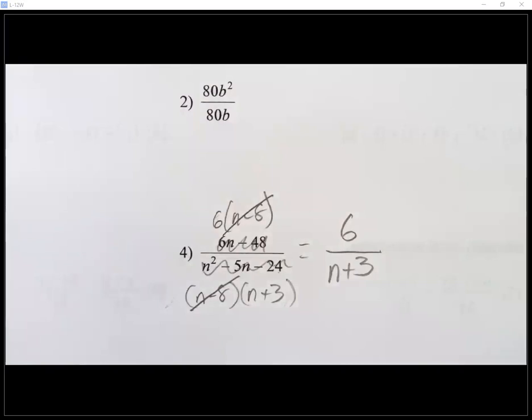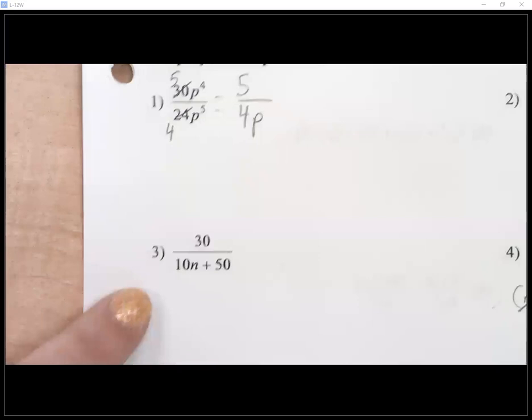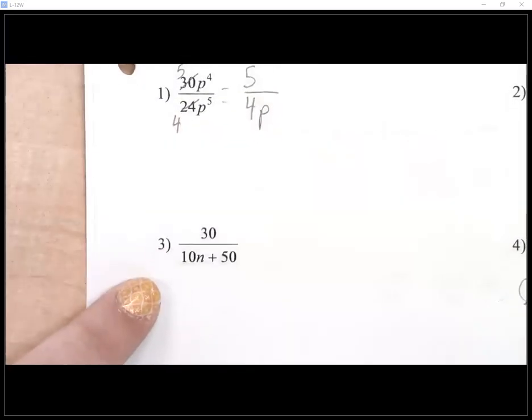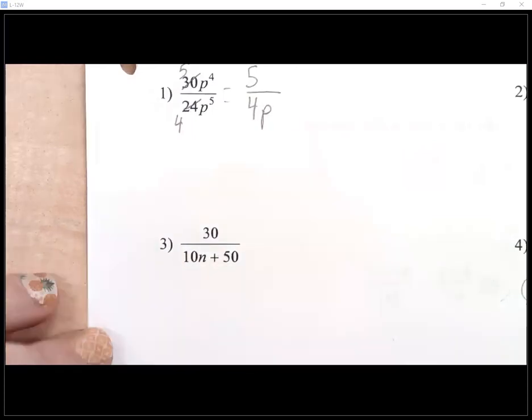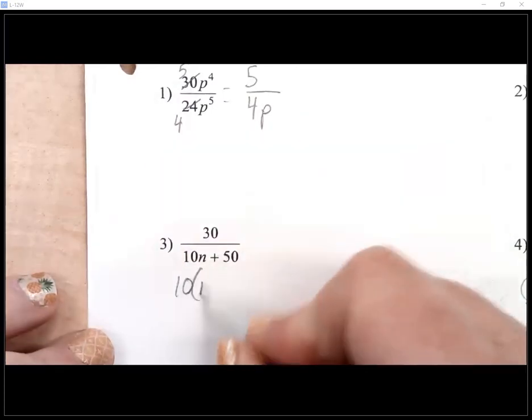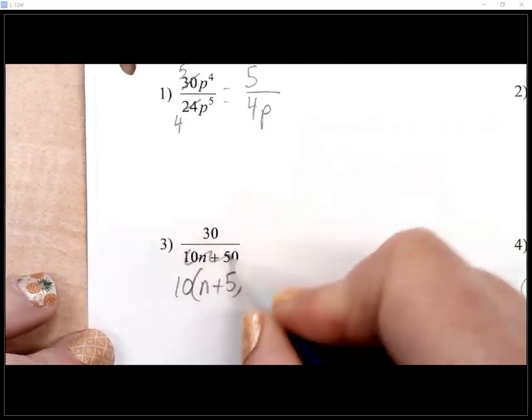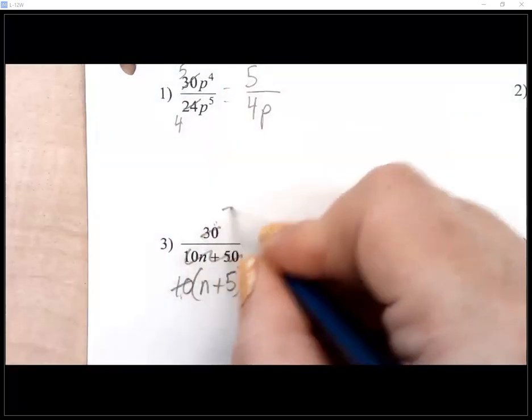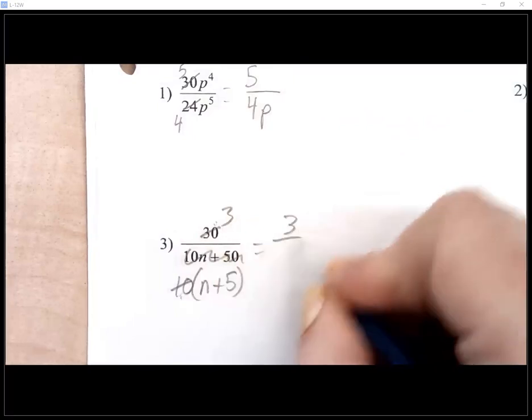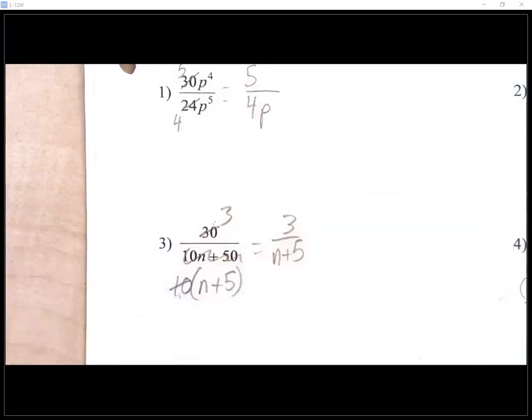No. So real quick, on 3, you would have to factor a 10 out of the bottom. So if you took a 10 out of the bottom, now you have a 30 over a 10 and they're both loosey-goosey and you could cancel those. All right, so we might as well just finish this one. So that would just be 3 over n plus 5.